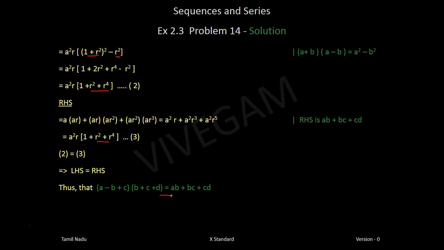Then all you need to do is substitute all those A, B, C, D in the left hand side with these terms in terms of A and R, and you'll get one equation. Do the same for the right hand side. Substitute A, B, C, and D with these terms in terms of A and R. Simplify it, get one equation, and you'll see both of them are equal. That way you will be able to prove the left hand side equal to RHS.